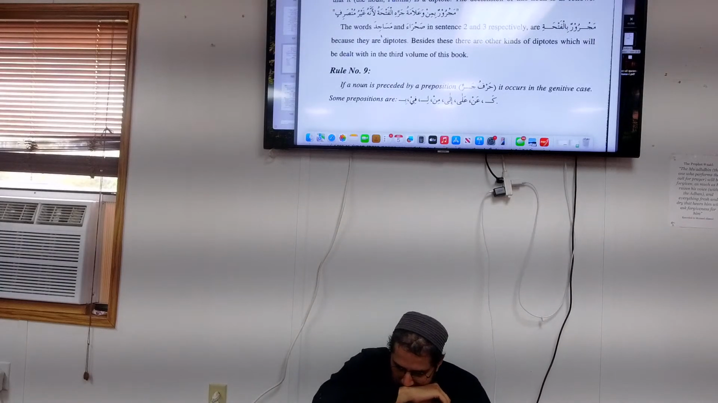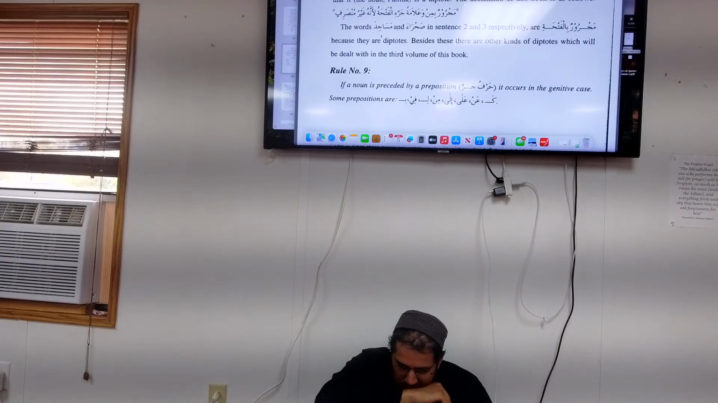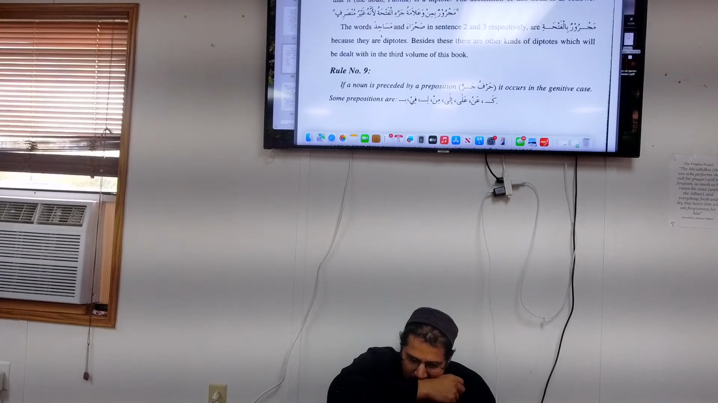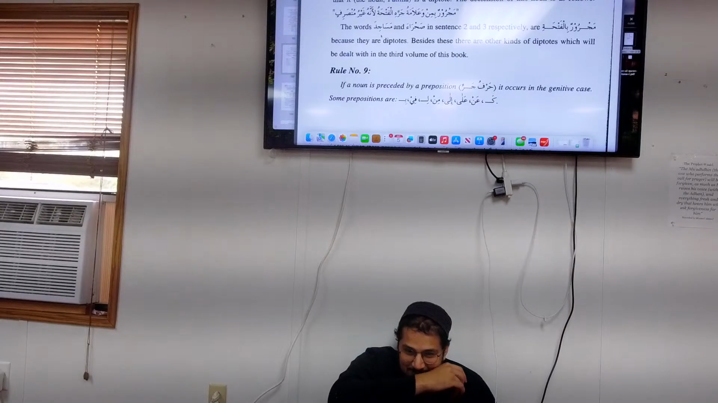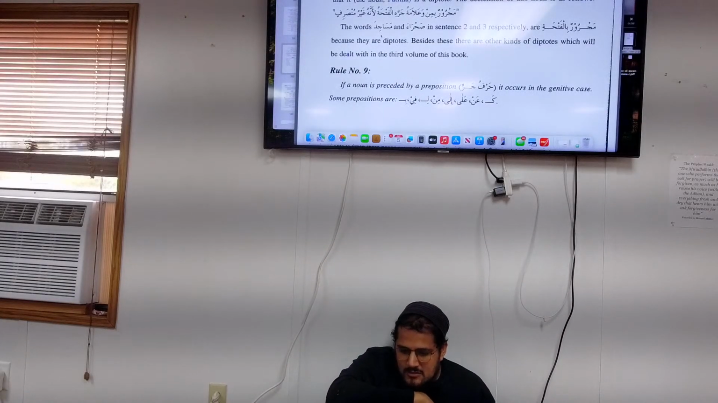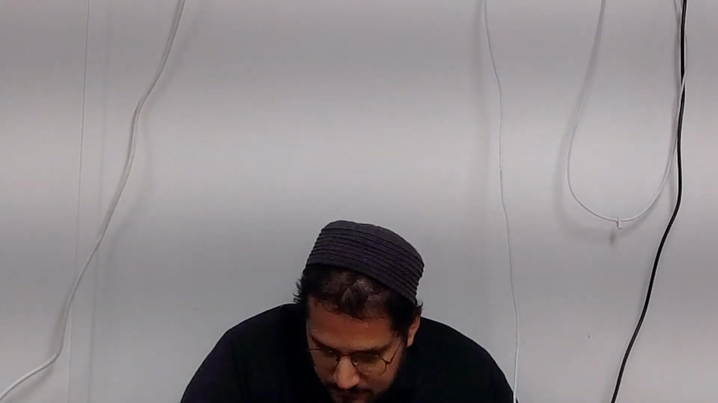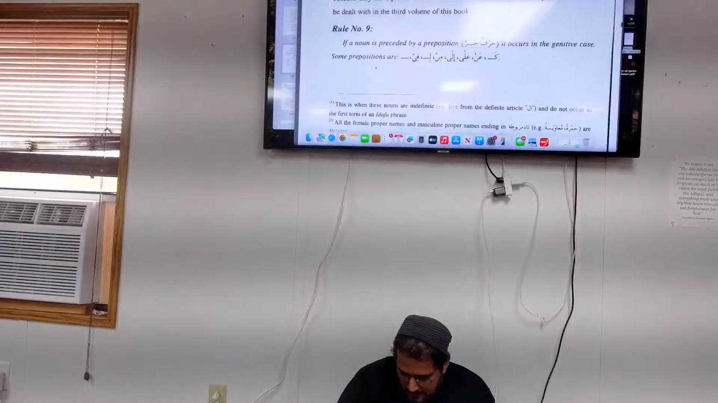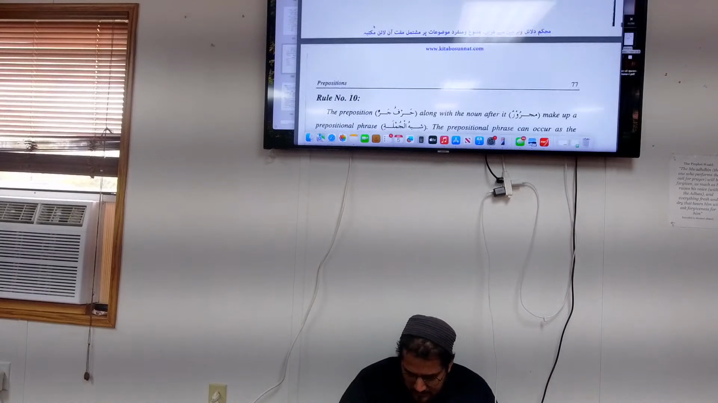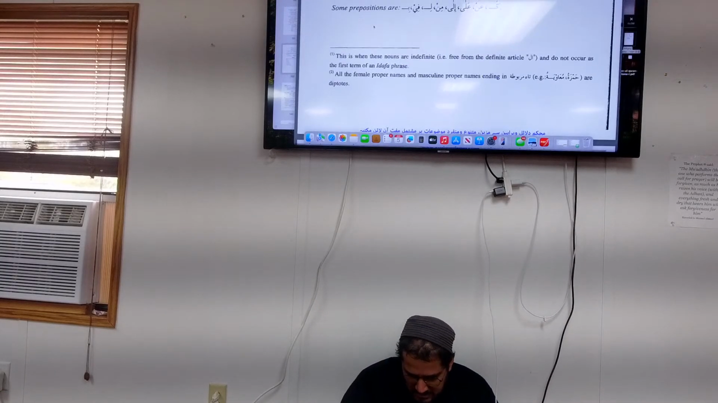The words Masajida and Shaqra'a in sentences 2 and 3 respectively are majrurun bil fathati because they are diptotes. Besides these, there are other kinds of diptotes which will be dealt with in the third book. So two more books after this. We just started. This is why I've been saying, don't sweat it. Inshallah, this will be very easy for you to learn naturally and intuitively. Rule number 9 and rule number 10 are effectively what we just learned.